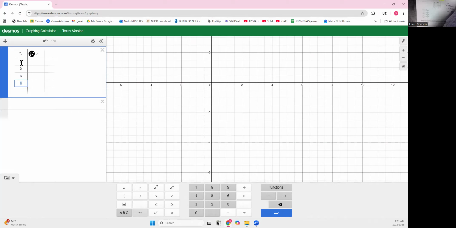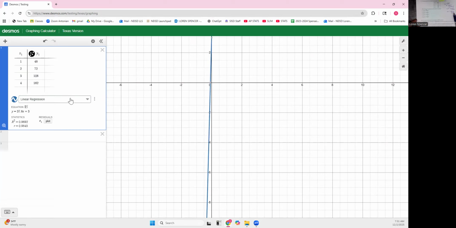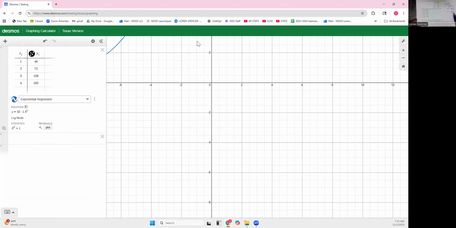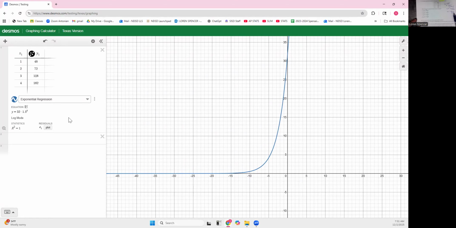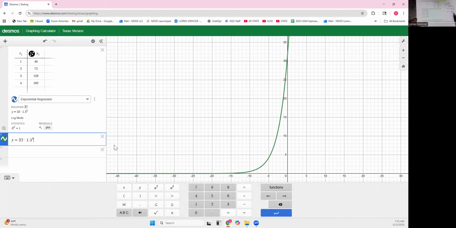1, 2, 3, 4. And then we had 48, and then 72, and 108, and 162. We're going to hit the little domino button that says add regression, and it gives us a linear automatically, but that's not what we want. We have to choose the exponential because they told us it's an exponential. So I'm going to zoom out so we can see this thing. And so there's our graph.